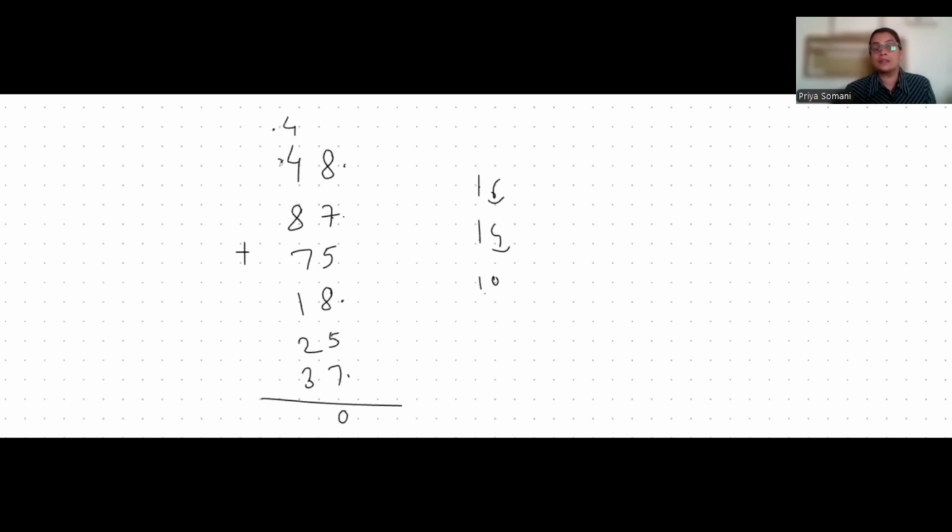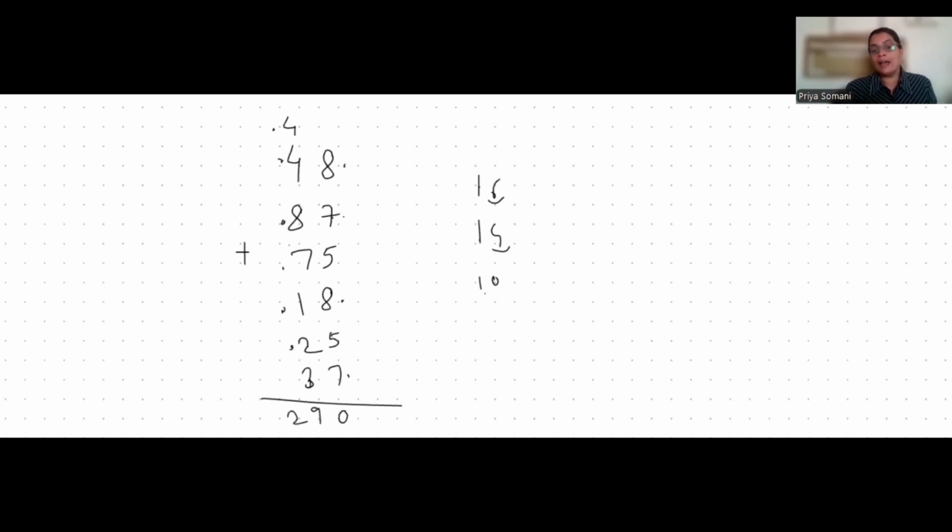8 and 8 makes 16. Okay, so keep 16 in mind. Now 7 plus 1 plus 2, that makes 10. 10 and 3 is 13. And 13 plus 16, that is 29. So this addition is 290.